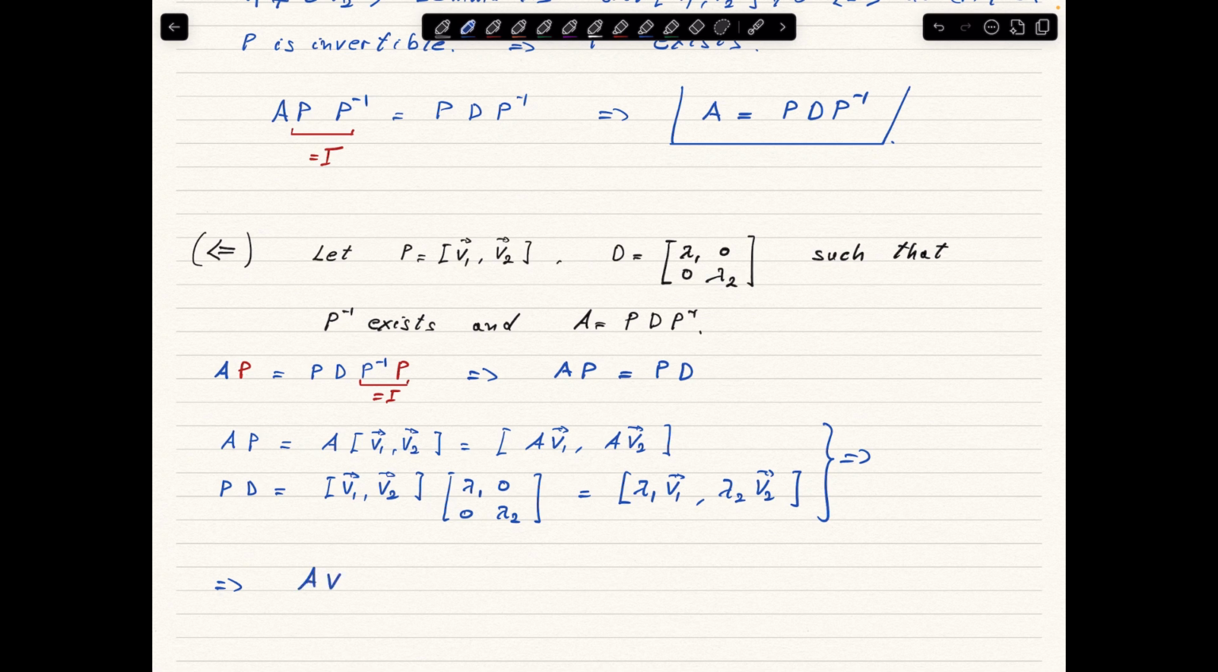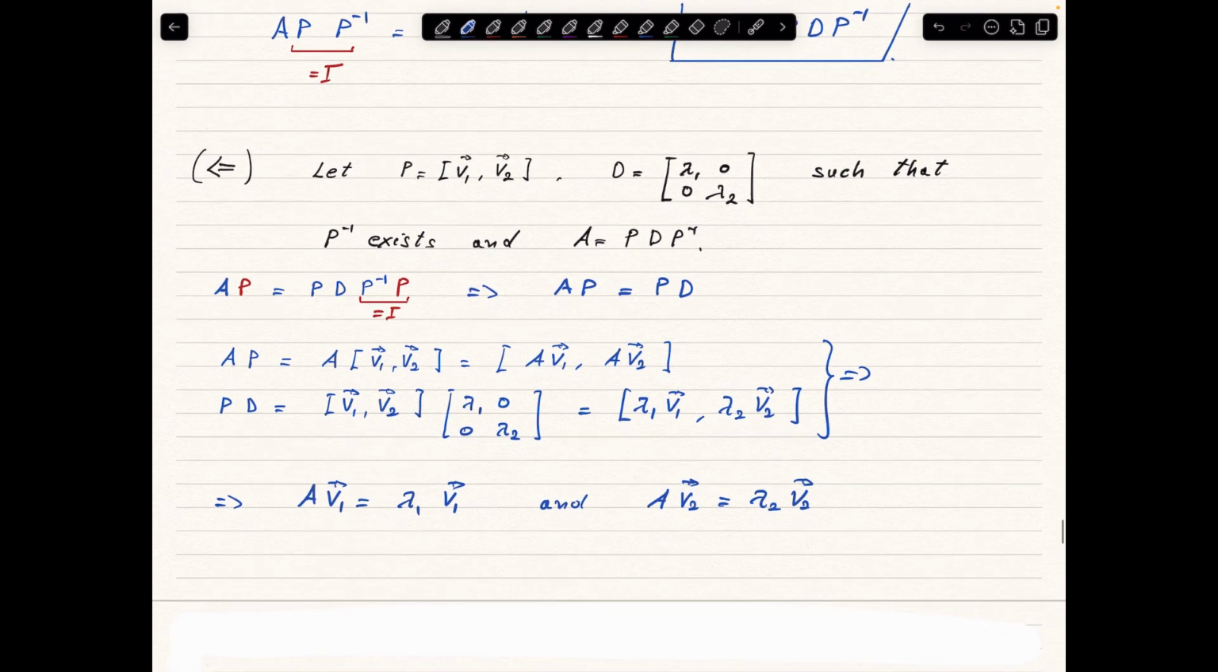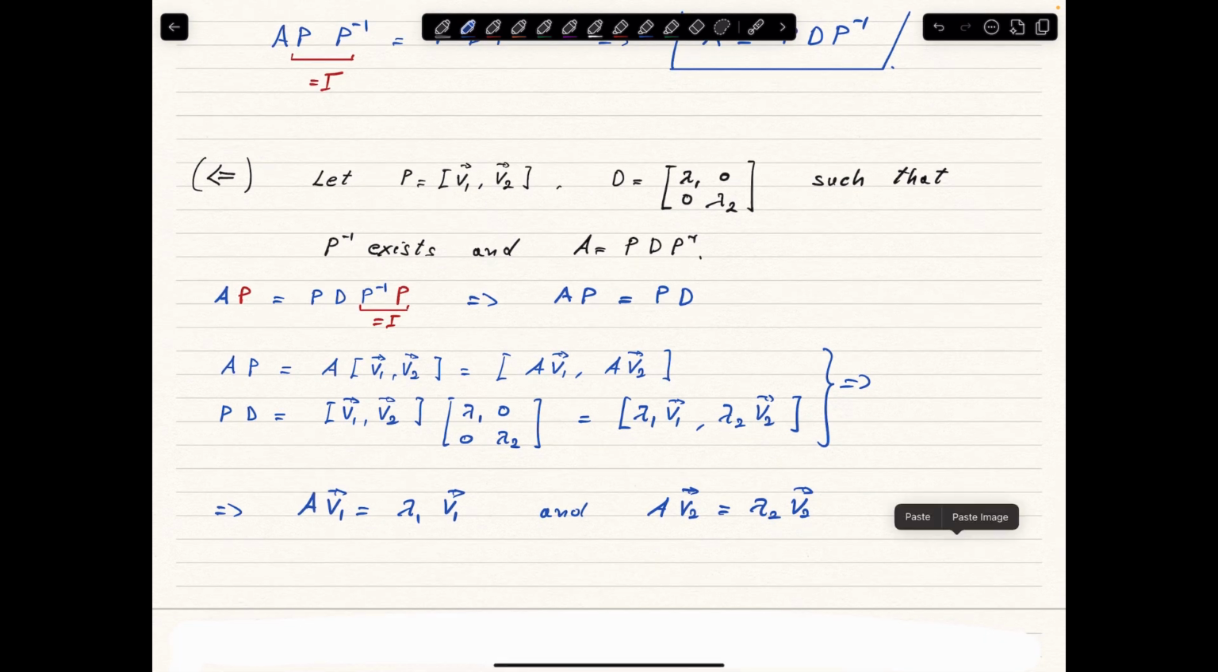And from here we get that the matrix A acting on v1 has to be lambda 1 v1, and the matrix A acting on v2 has to be equal to lambda 2 v2. So v1 and v2 are eigenpairs. And we also know that P inverse exists.